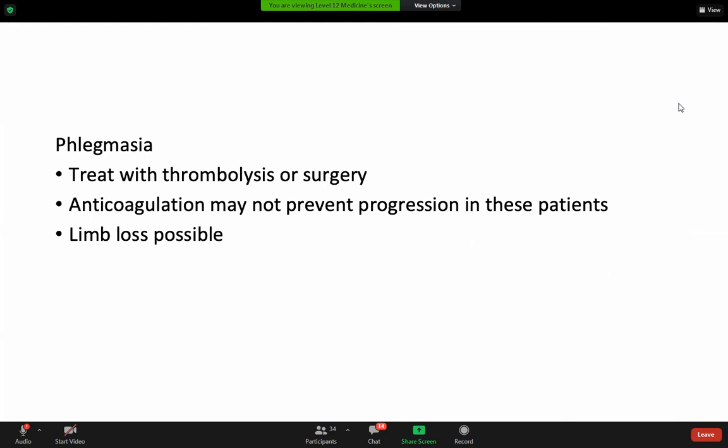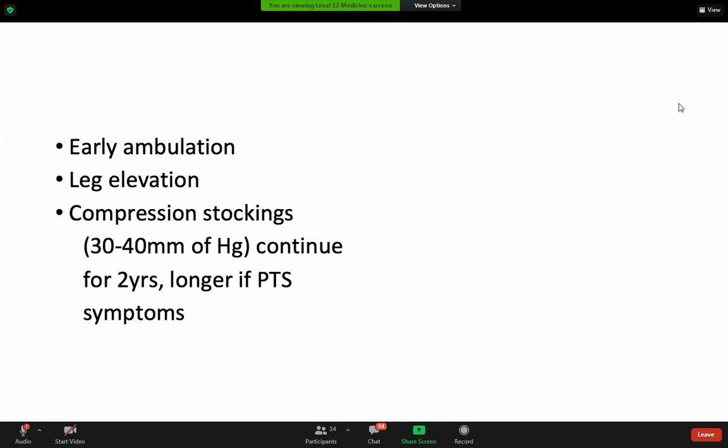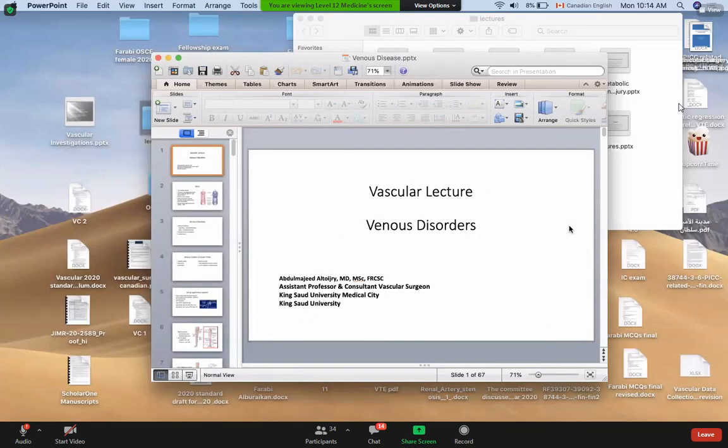Phlegmasia, when I have very severe swelling, DVT ends up with very severe swelling. Sometimes it causes phlegmasia, meaning ischemia at the level of the skin and the subcutaneous tissue only. So there will be confusion. They call you and say the patient maybe has acute limb ischemia. You go, you will find a pulse, but the leg is pale secondary to the severe swelling only. Of course treatment is the same as DVT, which is leg elevation, compression, and anticoagulation. Any question?